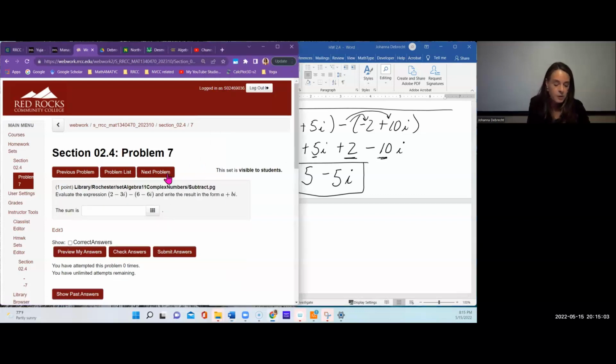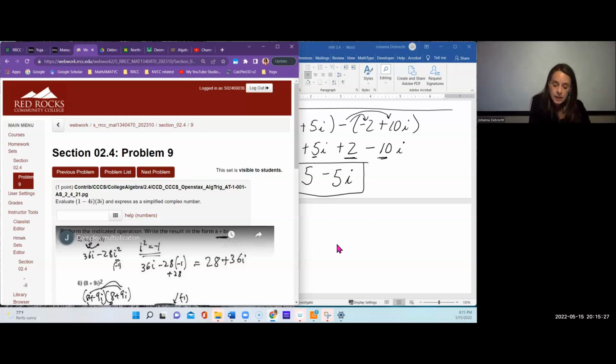The next 2 problems are just like the previous 2 problems in that they're subtraction and addition. Again, combine the real part with the real part, the imaginary part with the imaginary part. If you need to distribute, be sure to distribute over both the real part and the imaginary part on the inside of the parentheses.